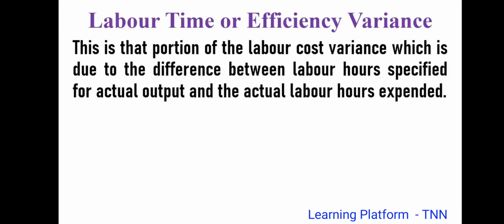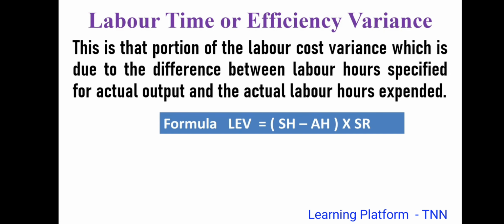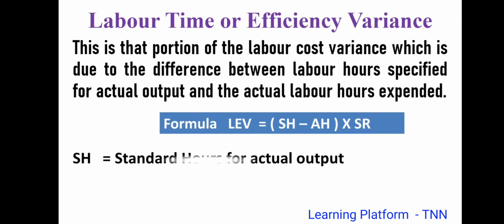Say, for example, the specified labor hours is 100 and the actual labor hours is 90 hours. Then the labor time variance is 10 hours. So 100 minus 90 hours, we get 10 hours. The formula is also very simple: labor efficiency variance is equal to standard hours for actual output minus actual hours into standard rate.